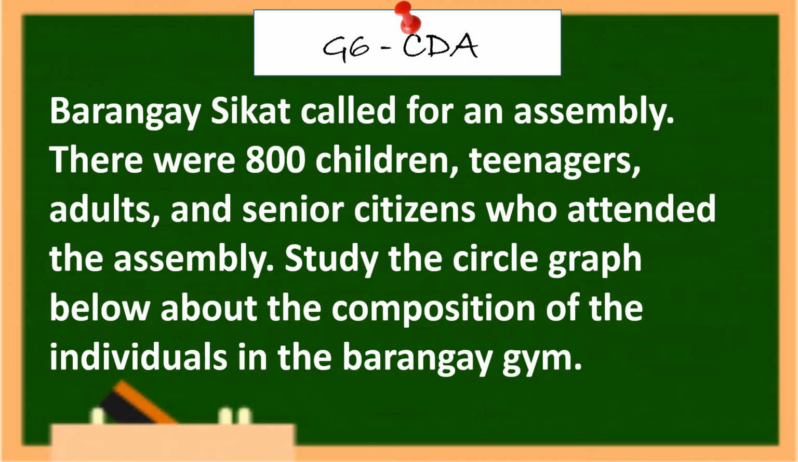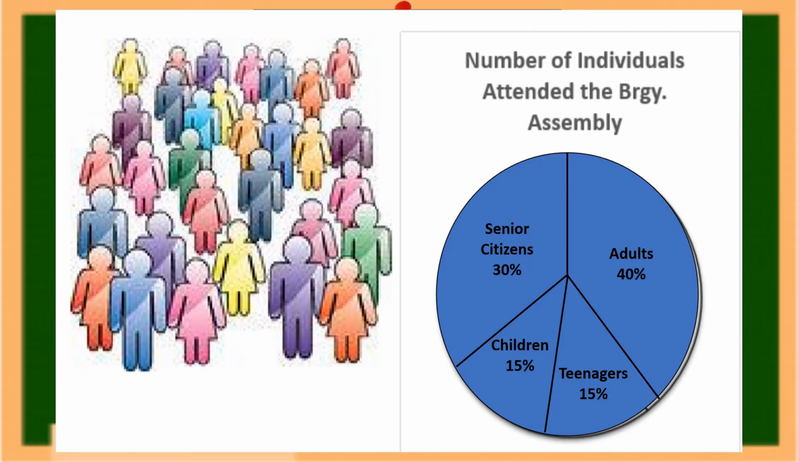Barangay Sikat called for an assembly. There were 800 children, teenagers, adults, and senior citizens who attended the assembly. Study the circle graph below about the composition of the individuals in the barangay gym. Based on the circle graph, answer the question below. What is the percentage of the adults in the barangay gym?